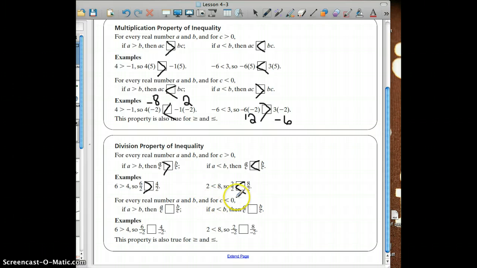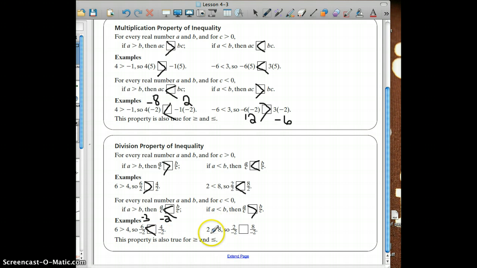Now, when c is less than 0, we have a negative number. It's very important. We divide both sides by a negative number, the inequality is going to be flipped again. Okay? Let's look at some mathematical examples here. We have 6 is greater than 4. We divide by a negative number on both sides. We end up getting -3 and -2. Remember, the smaller the negative number, the bigger it is. So our inequality sign is flipped.